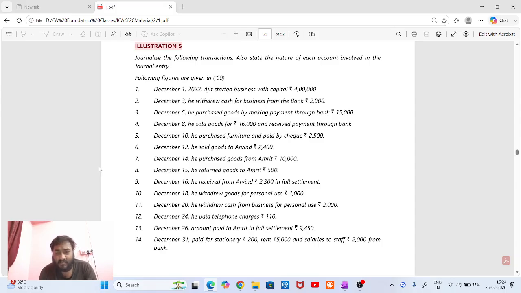Remember, always remember, whenever they ask you to write the journal entries, you should write in the proper format. Plus, you should write the narrative. What is the narrative? I will write in the first answer, first point: So and so, Ajit, started business with capital 4 lakh rupees.